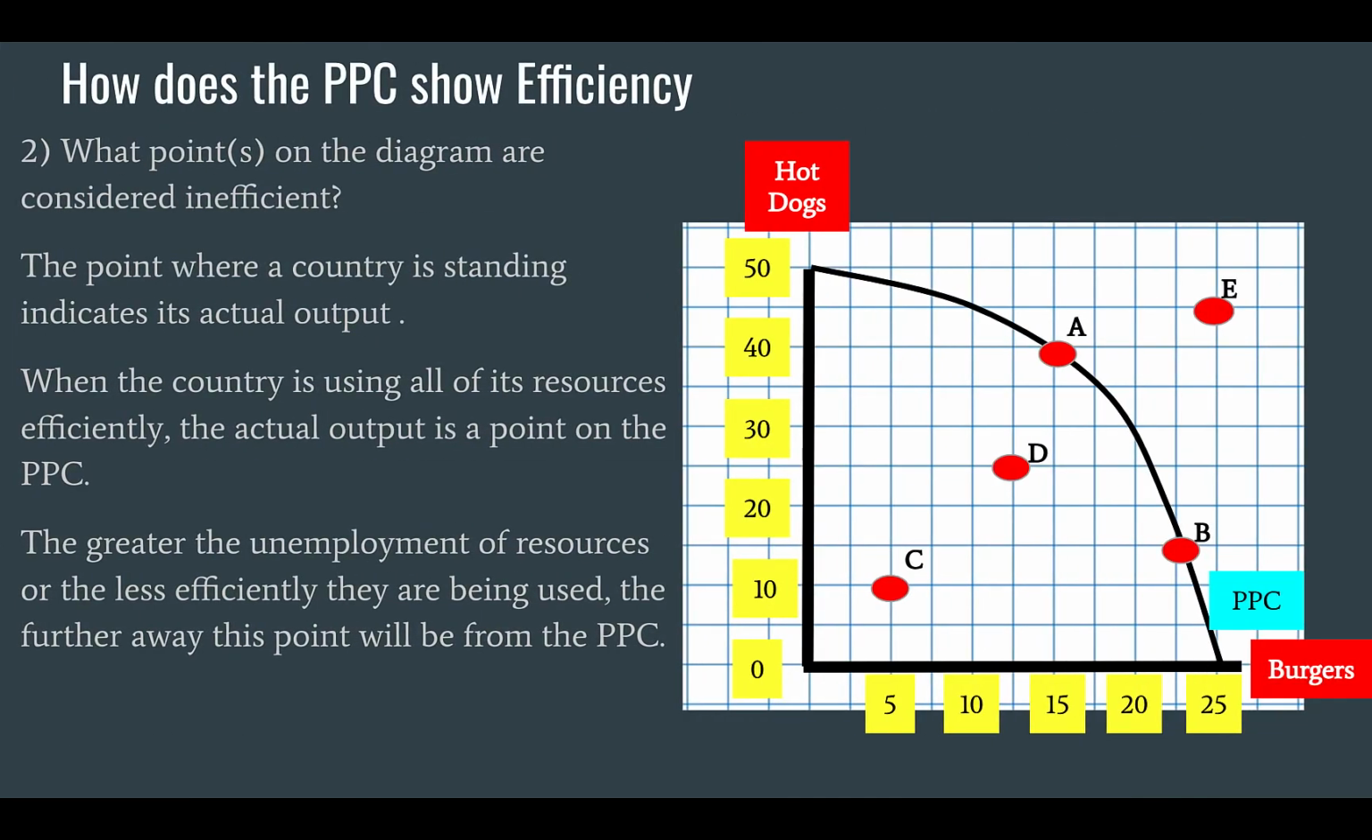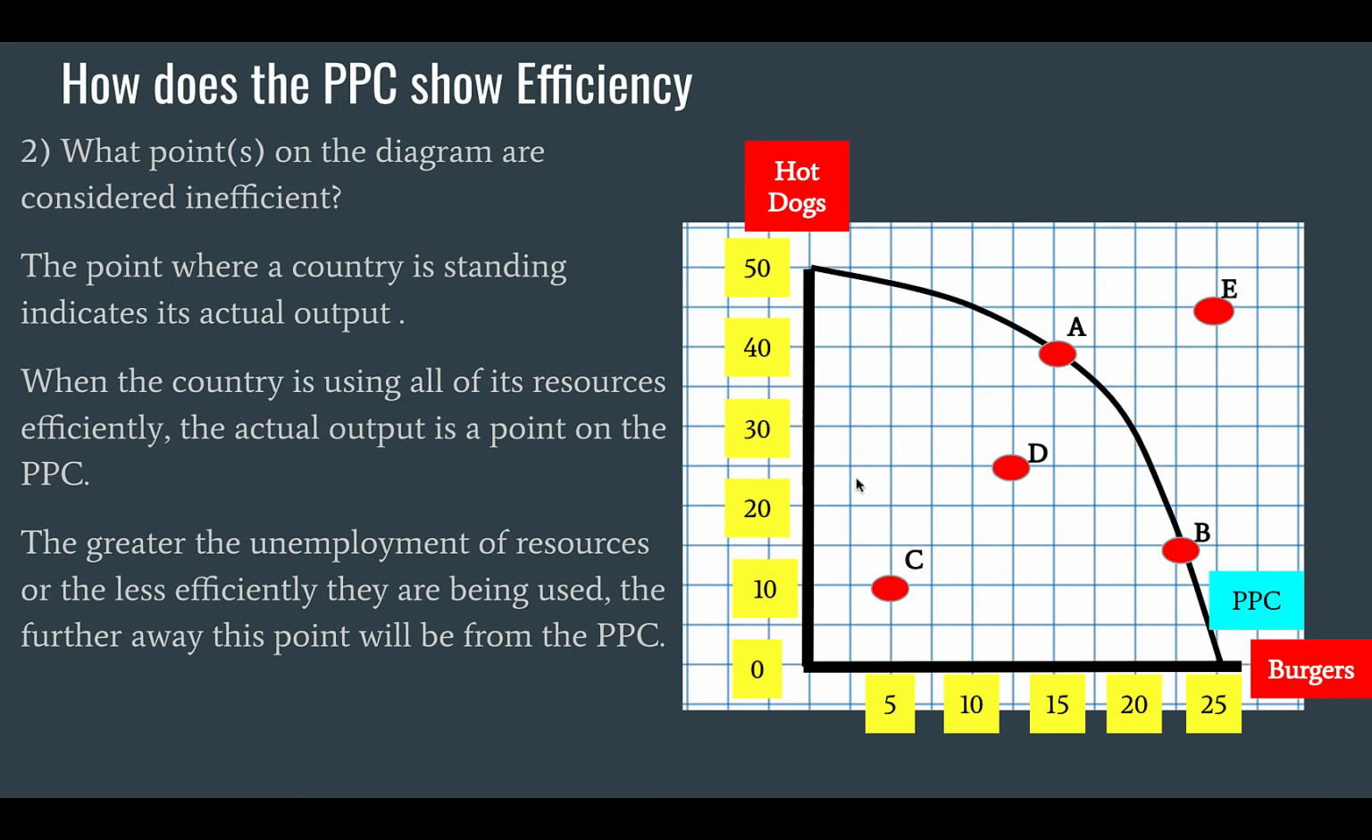inefficient. Now, we're kind of moving on from efficiency to growth. The point where a country is standing indicates its actual output. It's saying this is what the country is producing. So at point C, it's 5 burgers and 10 hot dogs. At point D, it seems to be 12 and a half burgers and 25 hot dogs. Excuse me, I said 5 burgers and 10 hot dogs for point C, 12 and a half burgers and 25 hot dogs for point D, and 15 burgers and 40 hot dogs for point A. Okay, that is what's called the actual output.